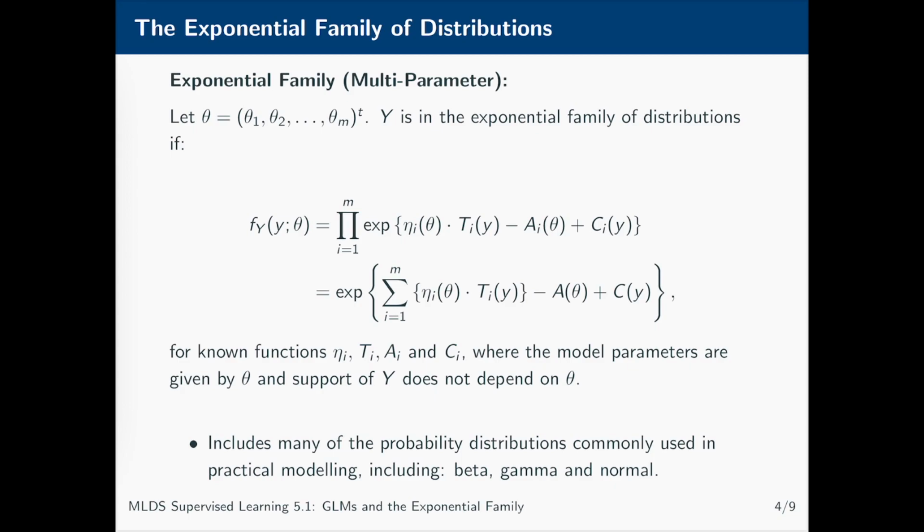We can express this in one of two ways. We can either specify the functions a and c per parameter, having these indexed by i here, or we can combine them into two single functions over all of the parameters. Just as in the single parameter exponential family, many of those distributions used most commonly in applied statistical modelling come from this family. This family includes distributions like the beta, the gamma, and the normal distributions.